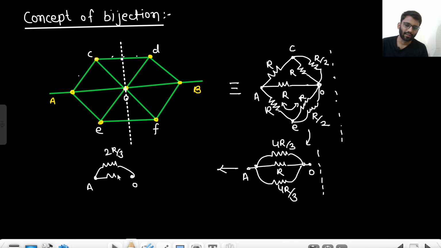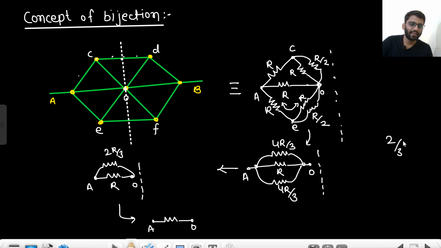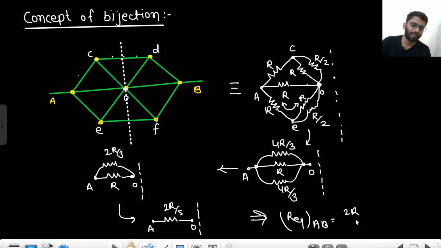Right? And this is R. And the same is repeated this side. Now between A and O, 2 by 3 into 1 upon 2 by 3 plus 1, we are having 2R by 5. So between A and O, we are having 2R by 5, and the same at this side, and the same at this side. So R equivalent between A and B, we are having 2R by 5 into 2, equals 4R by 5.